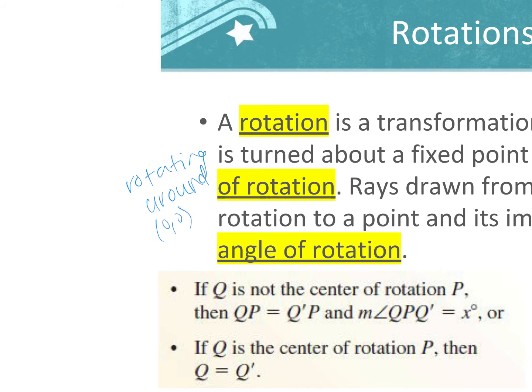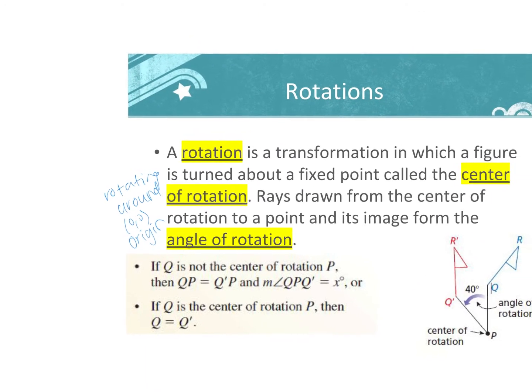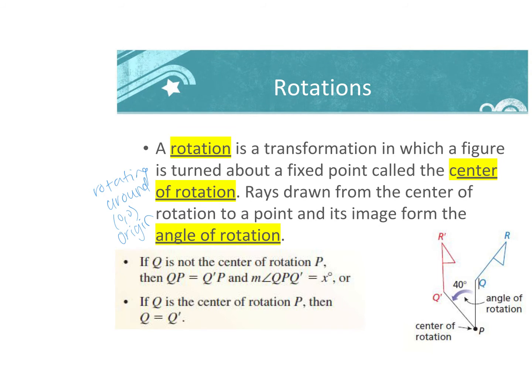Zero comma zero, AKA origin. Origin. Yes. All right, now, how much I rotated depended on the angle. Do you guys agree? So if I rotate 90, I'm rotating less than if I rotate 180, right? That is what we call now the angle of rotation. So that's gonna tell us how much we are rotating this figure, okay?